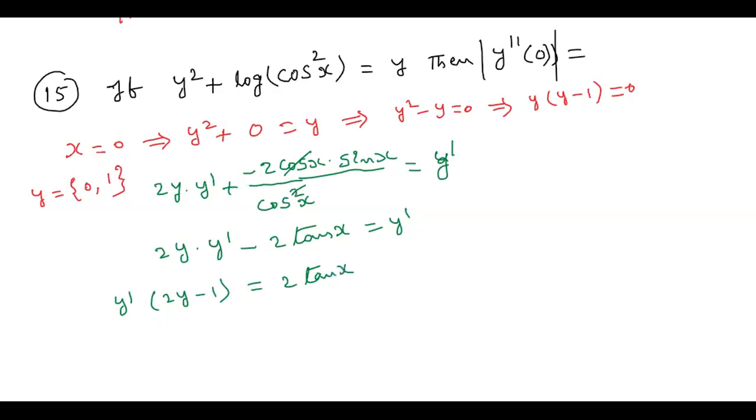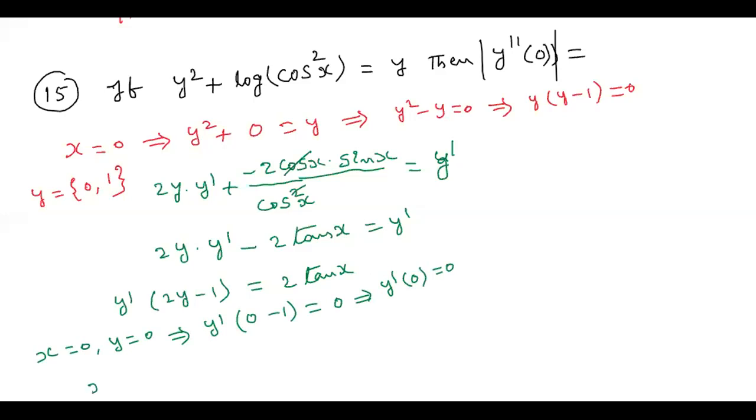2 tan x. Now if x is equal to 0, y is equal to 0, then what is y dash value? y dash into 2 into 0, 0, minus 1, that is equal to 2 into tan 0. Tan 0 is 0. So finally, y dash of 0 also 0 only.